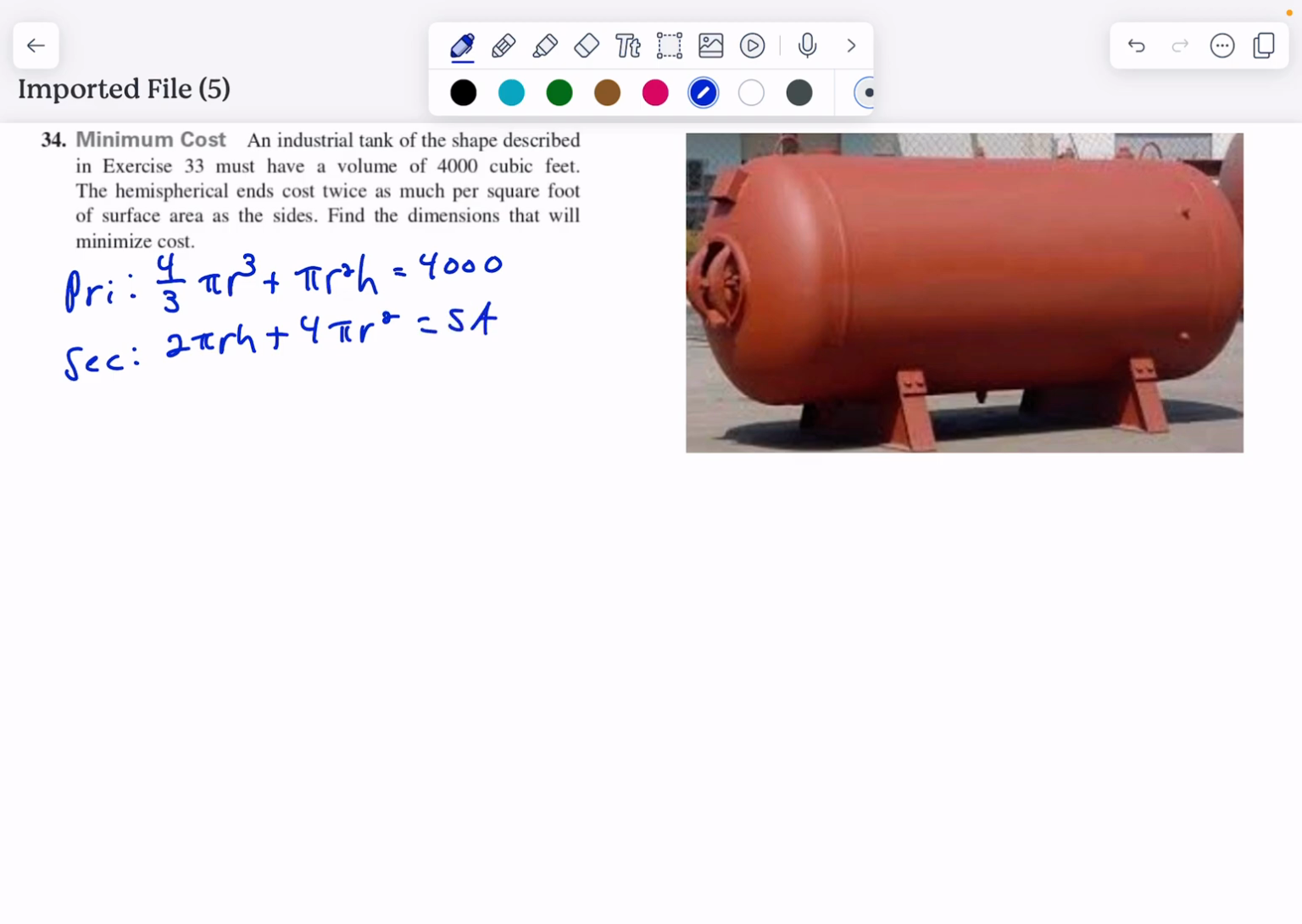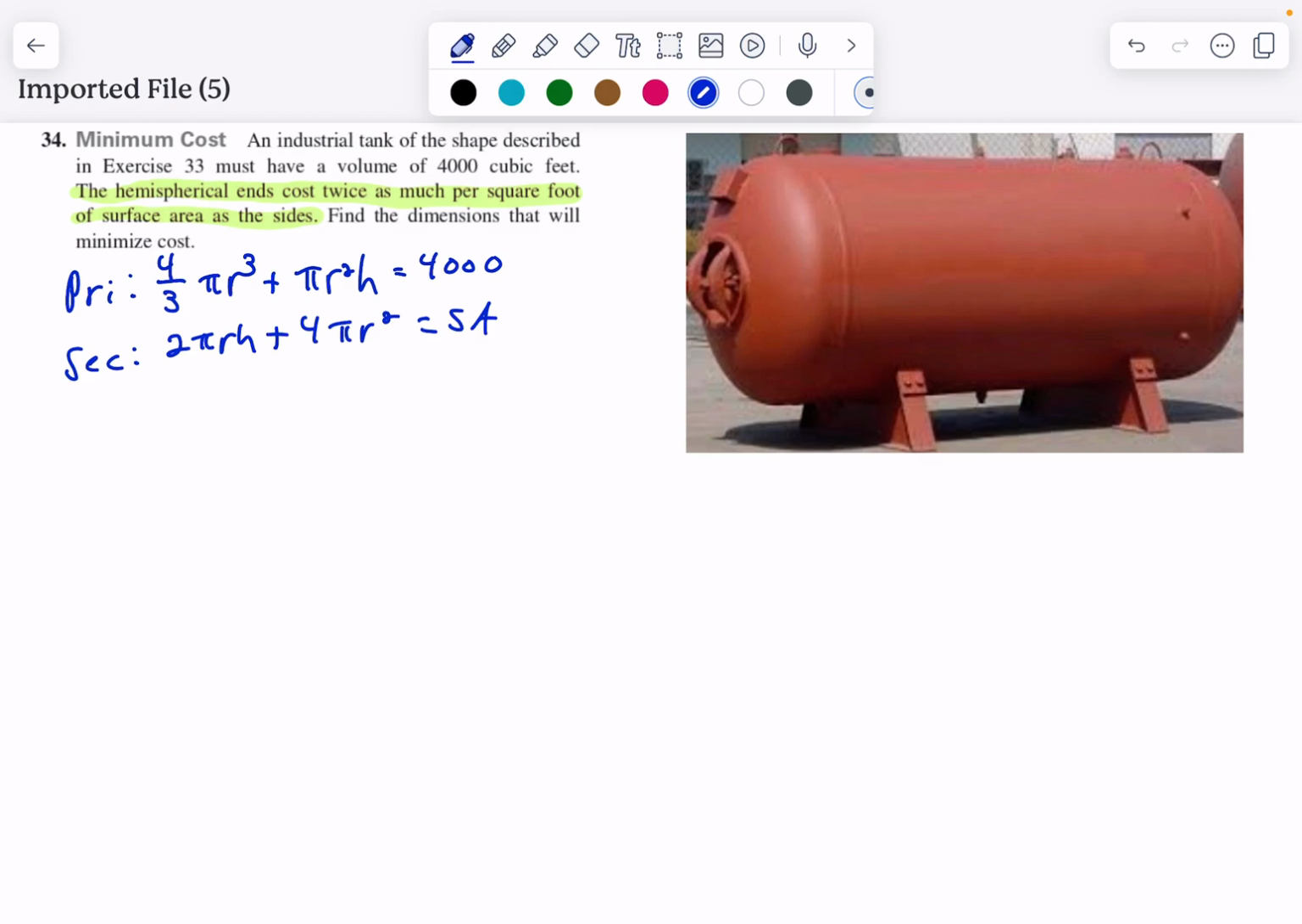So as you're also somewhat familiar with, we need to take one of the equations, solve for a variable, plug into the other, set equal to 0, derivative, all that good stuff. But there's a little bit of a twist to this one, and it comes in right here, where it says the hemispherical ends cost twice as much per square foot of the surface area as the sides, meaning the cylindrical piece. Okay, so we need to deal with that. So I'm going to get you set up, get you started, and then let you take over from there.